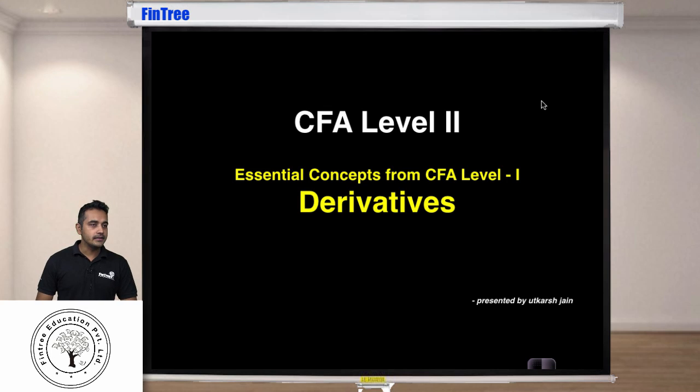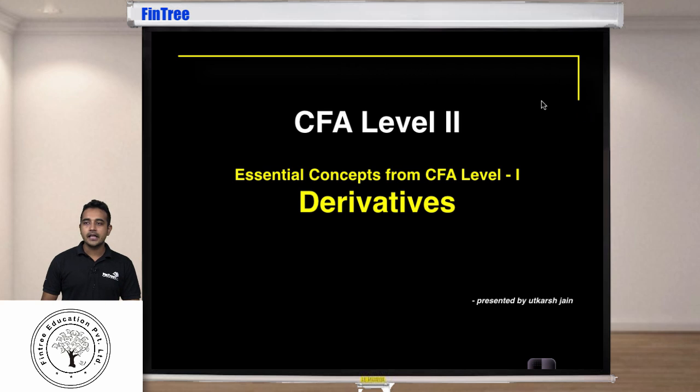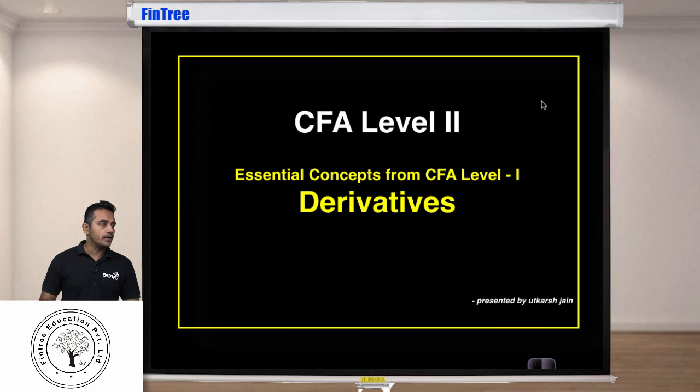The agenda for today is we will be looking at all the important concepts which were covered in CFA Level 1 derivatives, which are going to be useful for CFA Level 2. My assumption is that you remember CFA Level 1 derivatives in bits and pieces. I'm going to assume that at least you remember the basics, what was forward, what was future, but I'll try to be as comprehensive as possible.